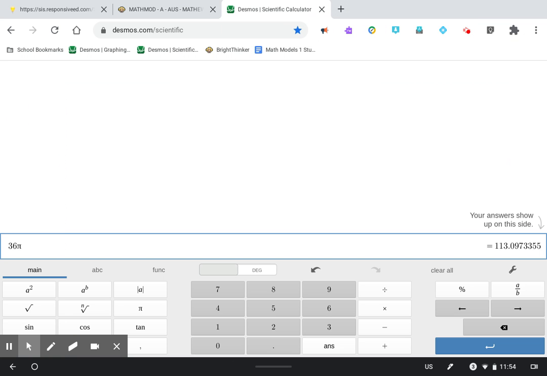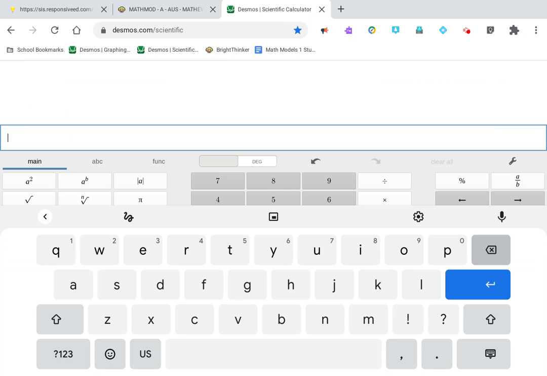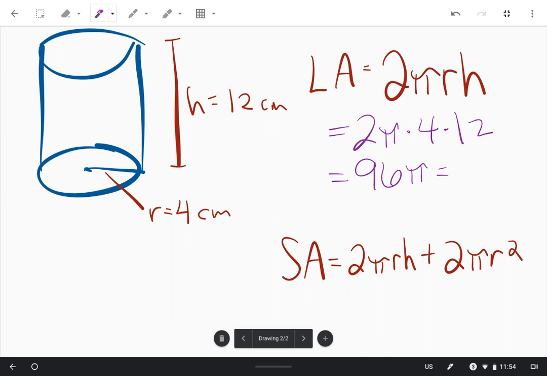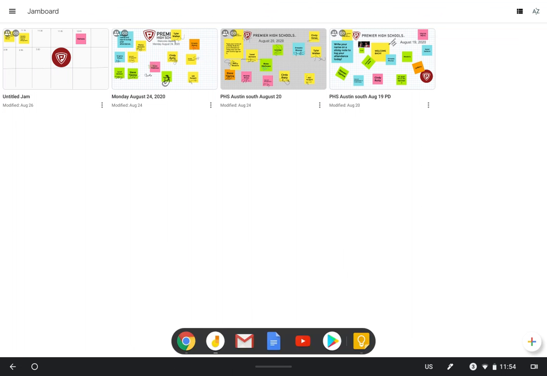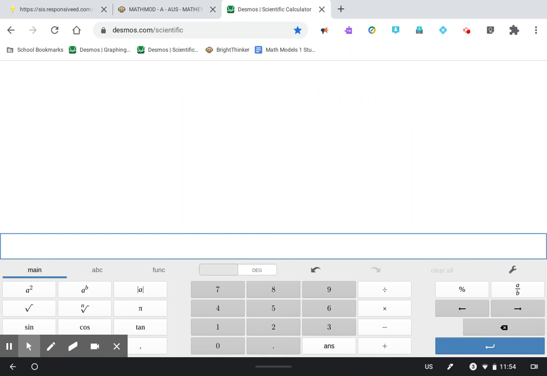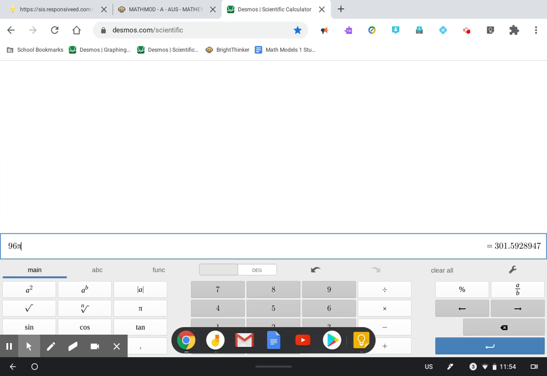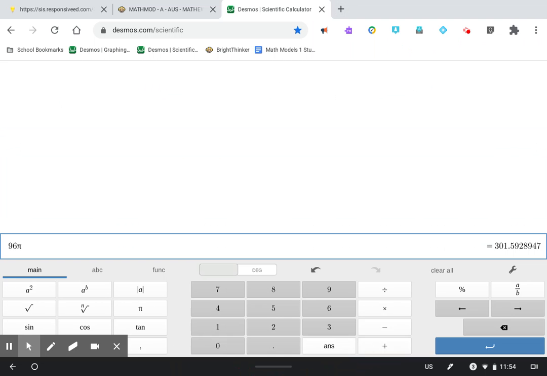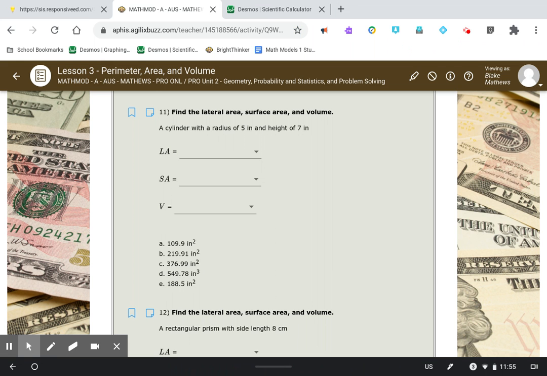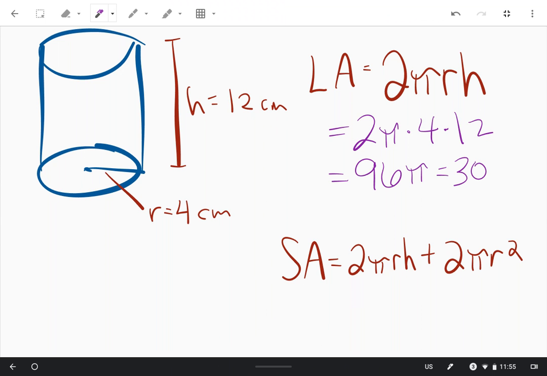All right, so let's look at the actual answer here. 96 times pi. So we're going to do 96 pi, which is 301.59. So that's our answer on that one. Centimeters squared. All right. The surface area is that formula plus another portion.